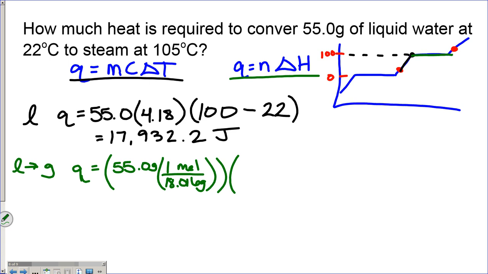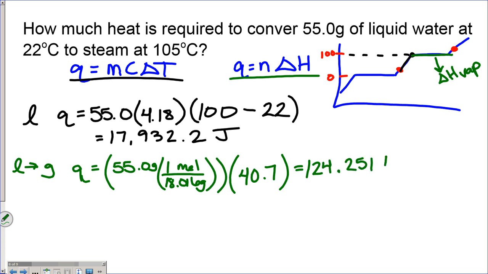So remember, up here, between liquid and gas, that's our heat of vaporization. So you want to make sure to use the right value whenever you're calculating this. The heat of vaporization was that 40.7 kilojoules per mole. So whenever you punch that in the calculator, it gives you 124.251 kilojoules. Now, if you notice, we have kilojoules in one step and joules in another, so we're going to come back to that. We want to finish out and make sure that we do all of our changes.